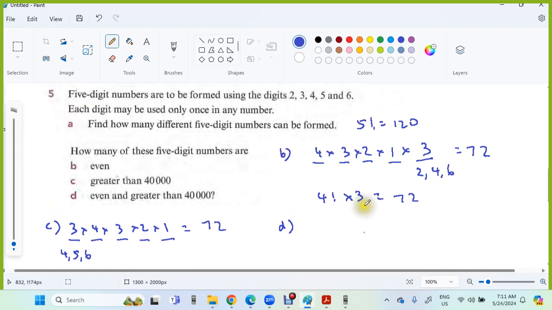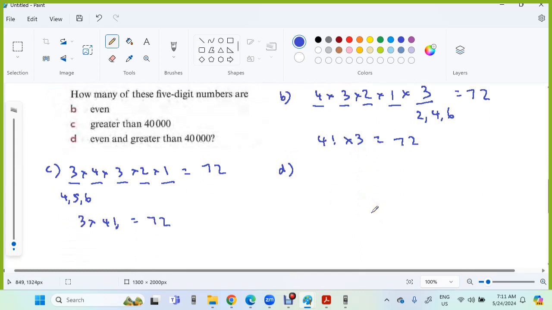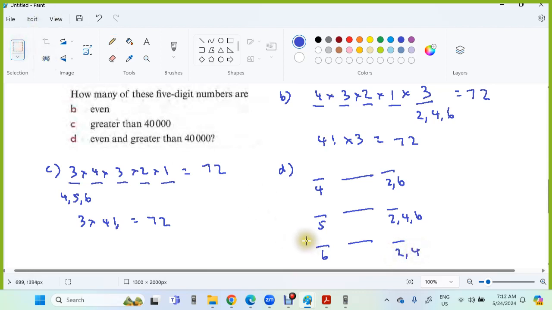Even and greater than 40,000, then we can start with 4, 5 or 6. If I start with 4, then I can only end with 2 or 6. If I start with 5, then I can end with 2, 4, 6. If I start with 6, then I can end with 2, 4. So we have 3 cases here.